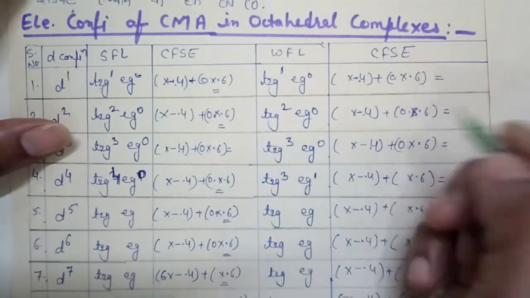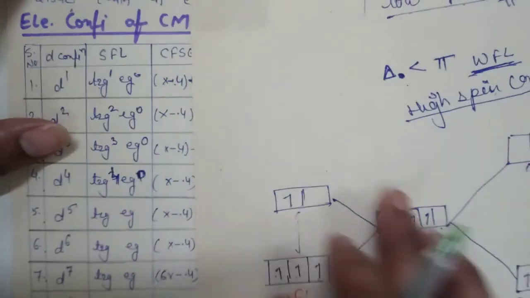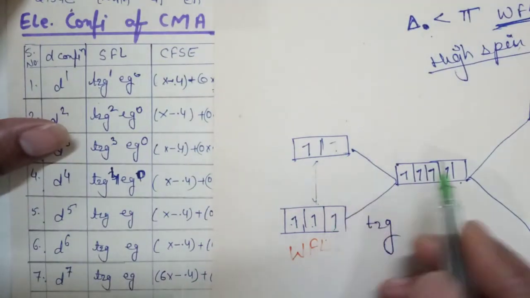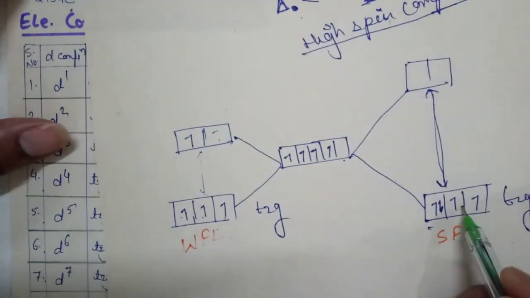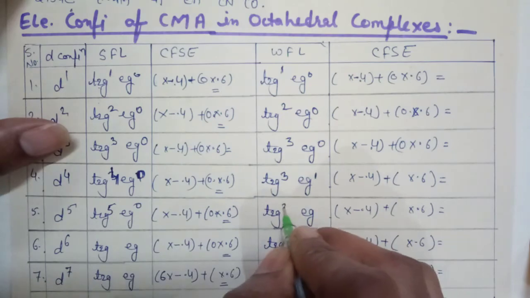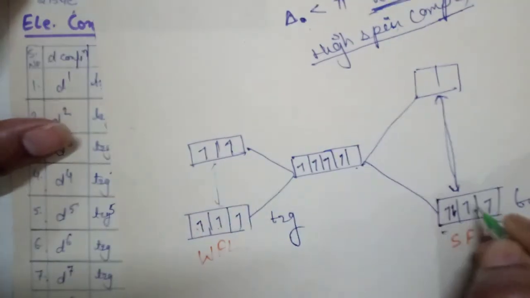Next, the fifth electron. In WFL, it will be filled in the upper eg orbitals, while in strong field it is filled in the lower energy orbitals. This means here it will be t2g5 eg0, and in weak field t2g3 eg2. Okay, these five electrons are filled.